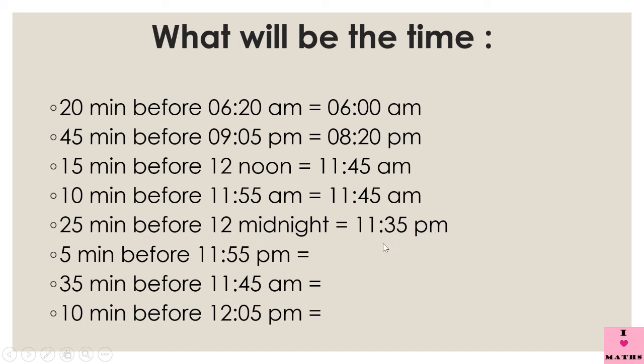You can check this also, beta. If you add 25 minutes to 11:35, what will you get? You will get 12 midnight. So your answer is correct. Okay. 5 minutes before 11:55 p.m. Again, children, this is very simple. You have to subtract 5 from 55. So the answer is 11:50 p.m.